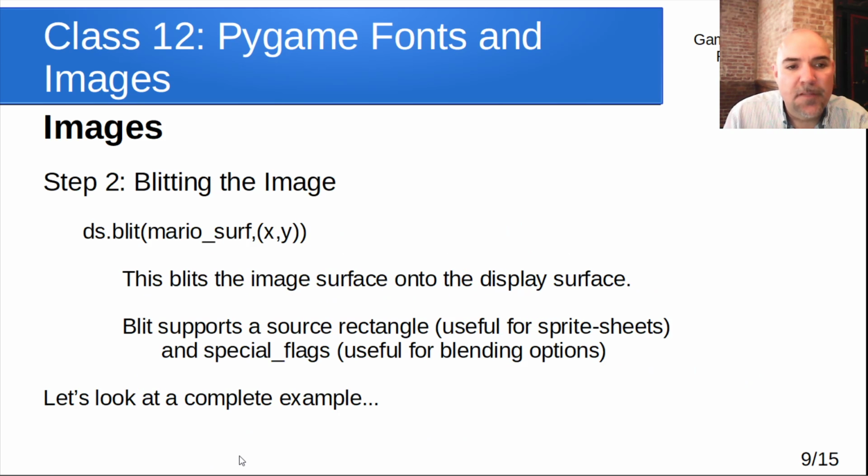All right, so step 2, after we've loaded the image into a surface, blit it. So here's the Mario surface, ds.blit, just like we would with fonts, and the position. And this will support the other features as well, the source rectangle and the special flags for blending options. The source rectangle is really useful for sprite sheets. You could load one big sprite sheet with a lot of little sub-sprites inside of it. And the special flags could be used for how we blend the thing when it blits.